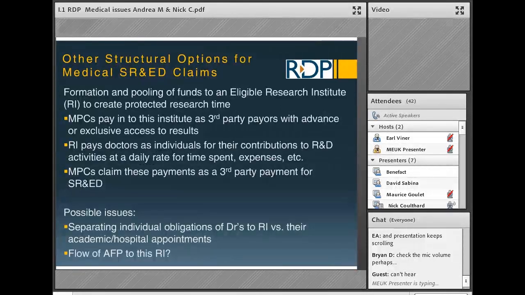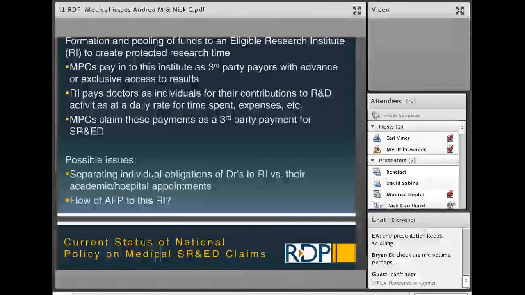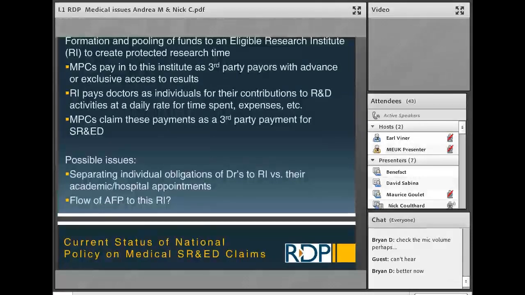So this is nice. I think there are a few cases of this working, but it hinges on that research institute following the rules, making sure that everything's there. Otherwise, it's a linchpin where a lot of doctors' claims could be voided after the fact if that institute is attacked by CRA. So again, we still see some possible issues here, and there would be obligations put on the doctors by this research institute, and then how much of that is also part of their academic or hospital appointments or obligations. And there's also again possibly the offset of AFP still being counted against this payment. So we're not quite out of the woods with a solution like this either.